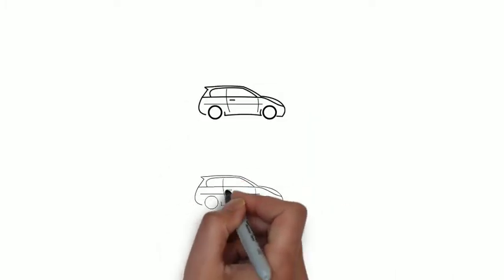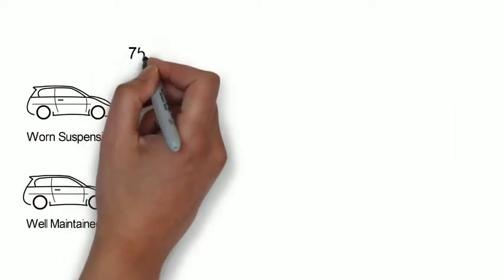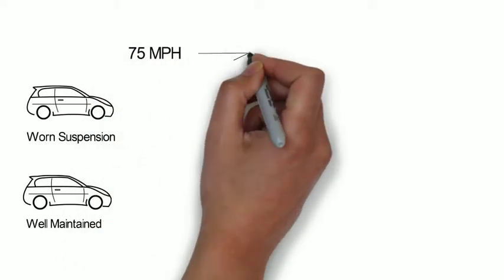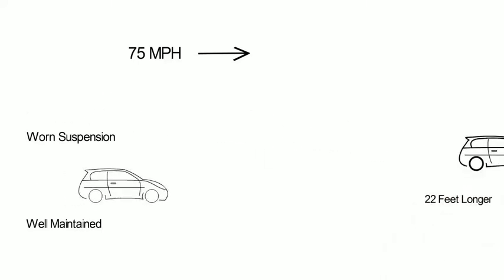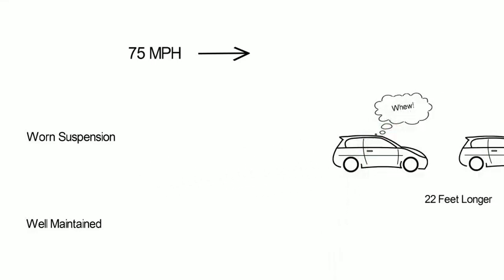There was a recent study that took two cars, one with a worn suspension system and one with a maintained suspension system. While driving at 75 miles an hour, they slammed on their brakes. The car with the worn suspension system took 22 feet longer to stop than the car with the well-maintained suspension system. This could be the difference between a close call or a collision.